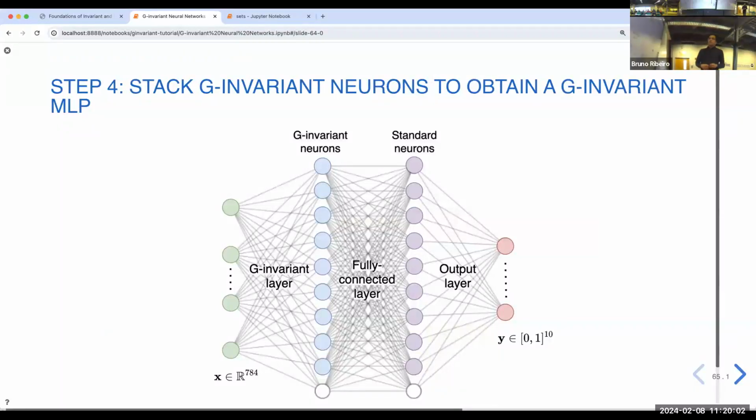Now that we know how to build one invariant neuron, let's build an entire neural network from it. What I'm going to do is, for the first layer, stack it with G-invariant neurons, and then the rest of the neurons can be regular neurons. Question: can I reverse this? Can I first do the standard neurons, then the G-invariant neurons?